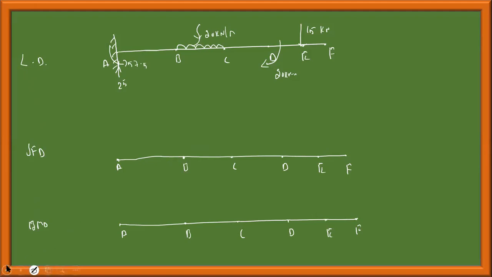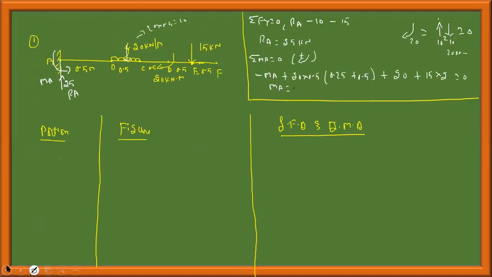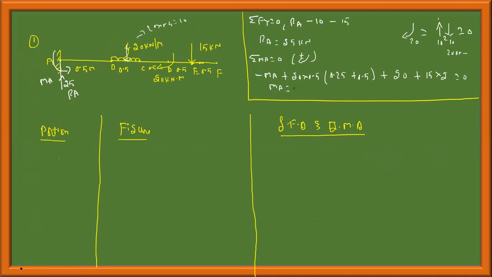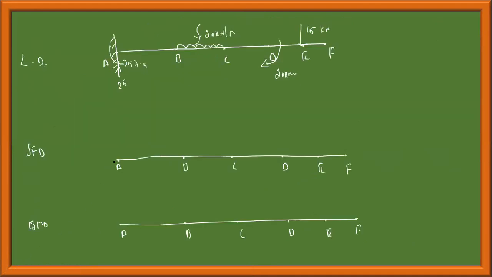In the region A, in the region 0 to 0.5, shear force is constant, 25 kilonewton. Bending moment is linear. I'll come to this. Shear force is constant, 25 kilonewton from A to B, that is A to B, 0 to 0.5. There is no variable. This is 25 kilonewton like this, A to B. Okay. This is constant.